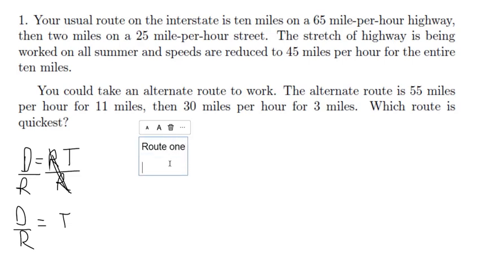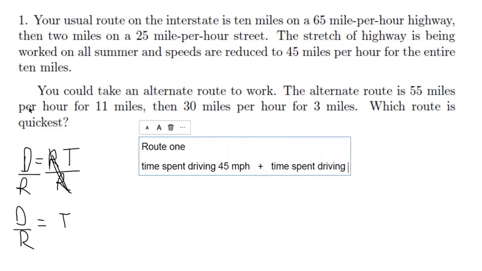Here we want to do the time spent driving at 45 miles per hour because they said they're getting slowed down from the usual rate. And then we want the time spent driving at 25 miles per hour. And then that will be the complete trip. We'll compare that to the time for Route 2.